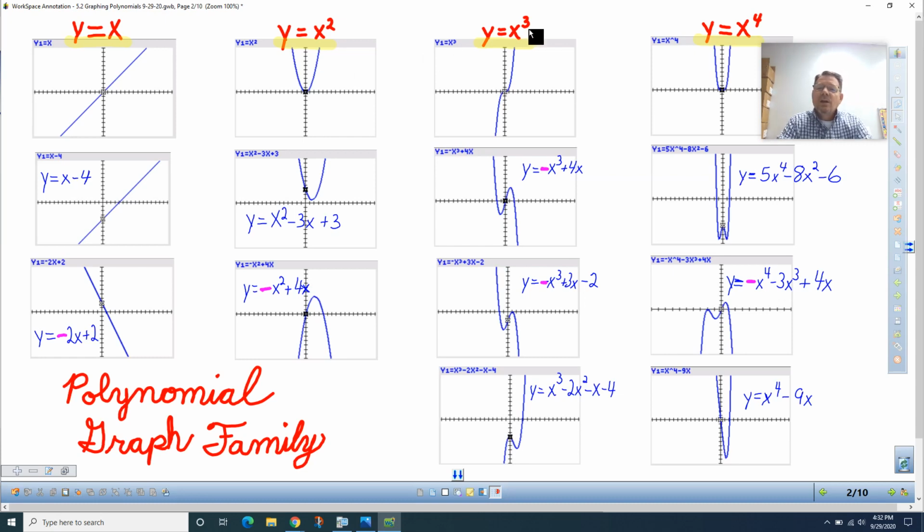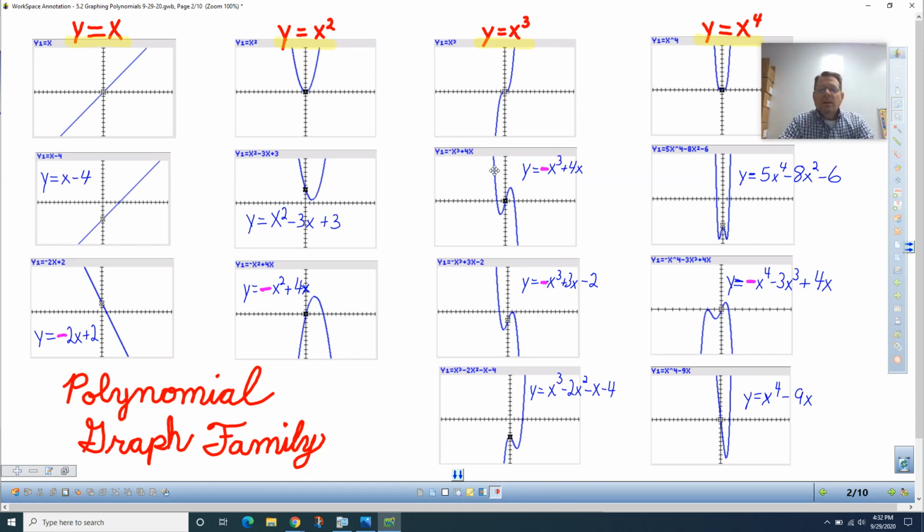Okay, well, let's look at this. How about a third degree? Okay, well, this first one doesn't have a turning point. That's actually just a swerve. It doesn't go straight through, but it also doesn't turn. So I'm going to call that a swerve or a point of inflection.